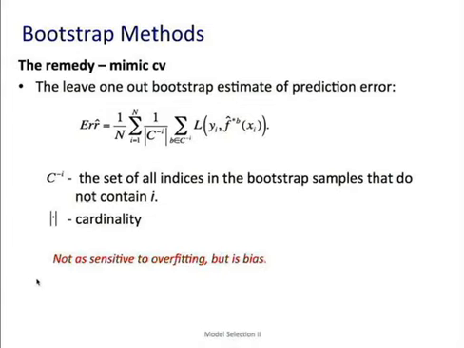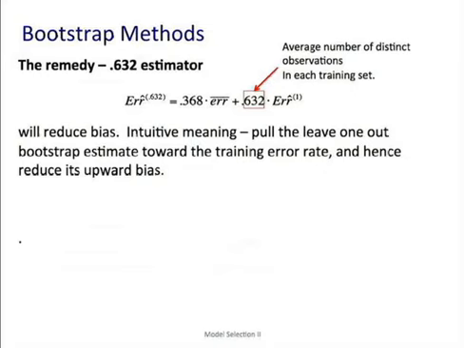So this, they say, is not as sensitive to overfitting, of course, because we're kind of untangling that piece, but it is biased. There's some bias there. And now things get a little bit weird. So we saw both ends of the spectrum, okay?